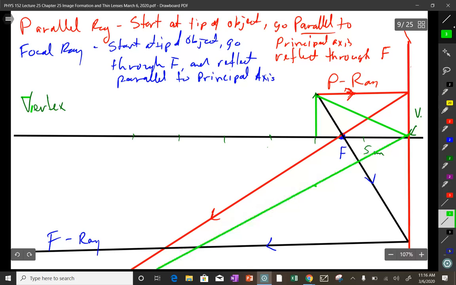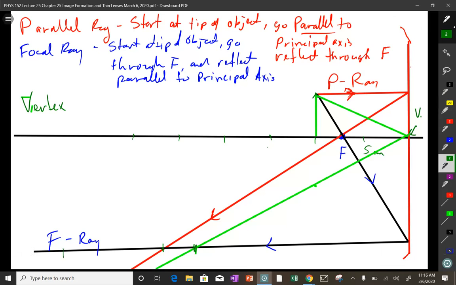And you can see my artistry is bad because those don't come close to crossing each other at the same location. I'm going to have a crossing here. Oh, change pens. A crossing here, and some crossing that's way out there.